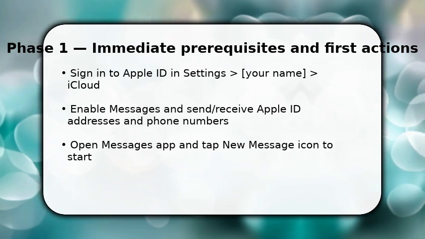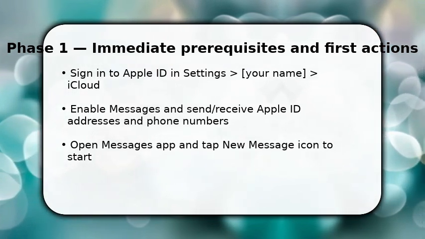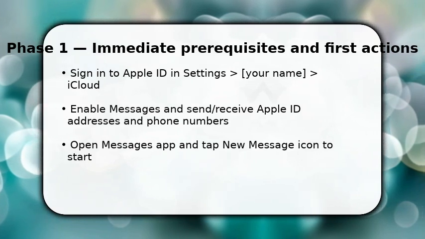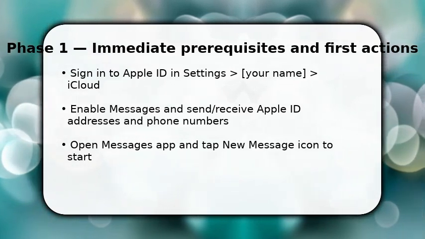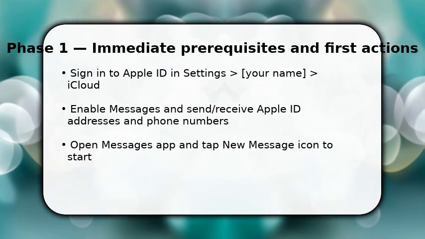Now tap the new message icon, enter a contact, and focus on choosing text, photo, or audio. This first step sets up how messages route and sync across your devices.